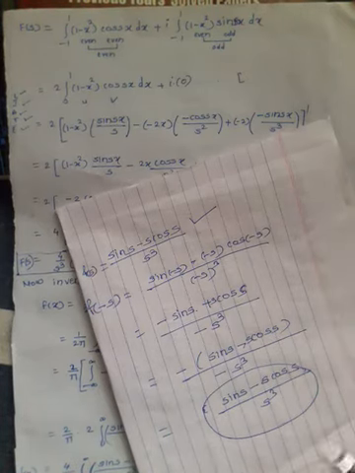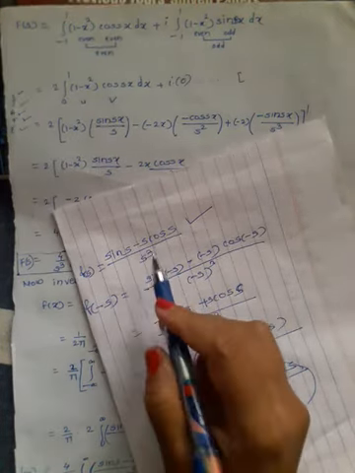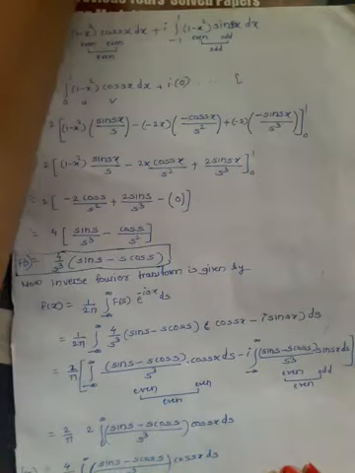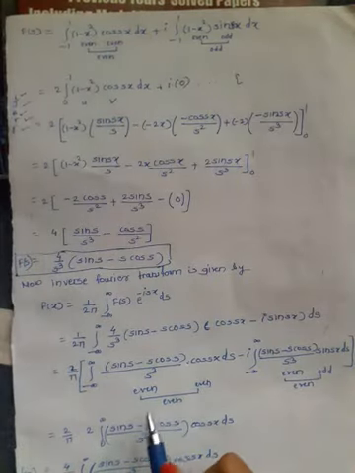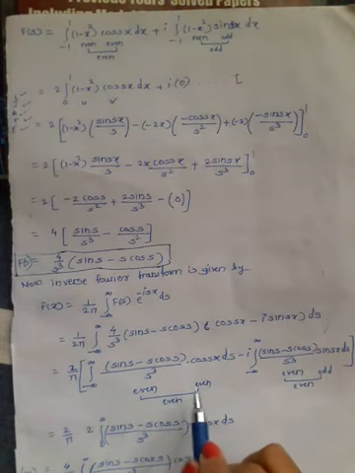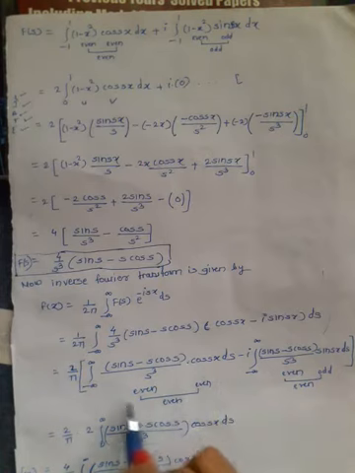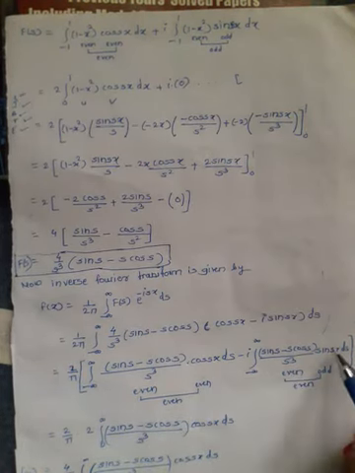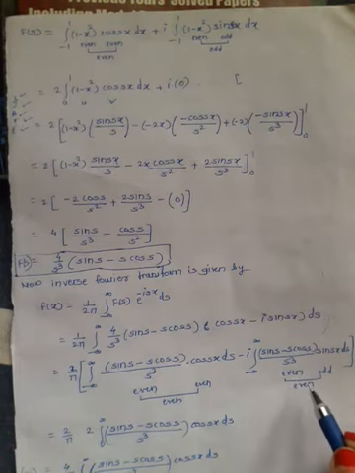That's why, is the function even or odd? It is an even function. This is an even function, and even into even becomes even, so the first integration is an even function. Minus this is even, sine is odd, and even into odd becomes odd.